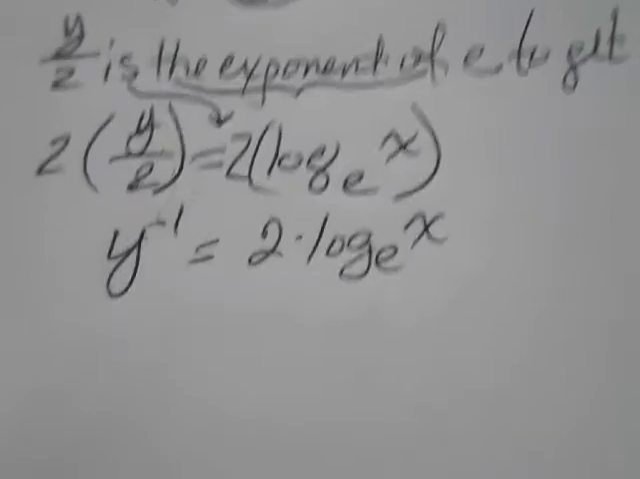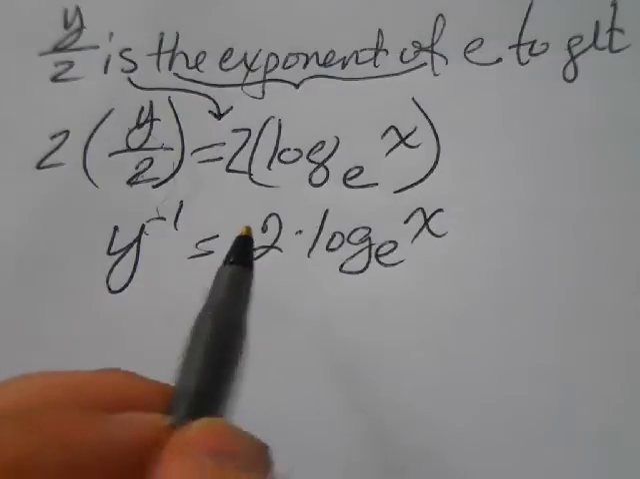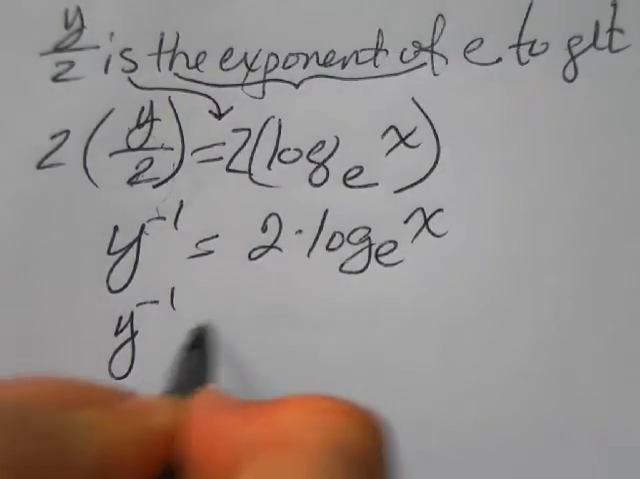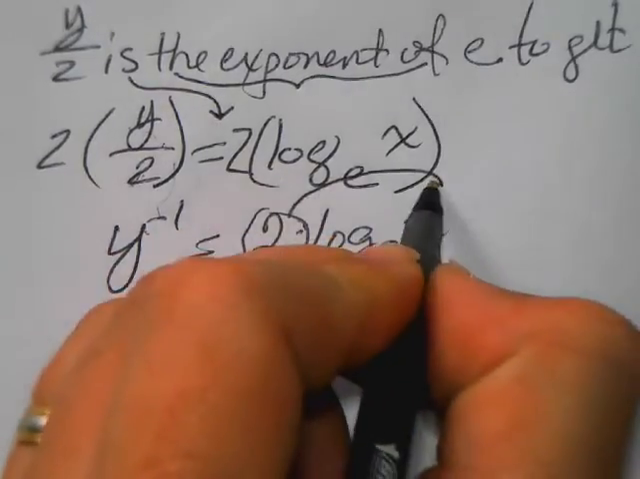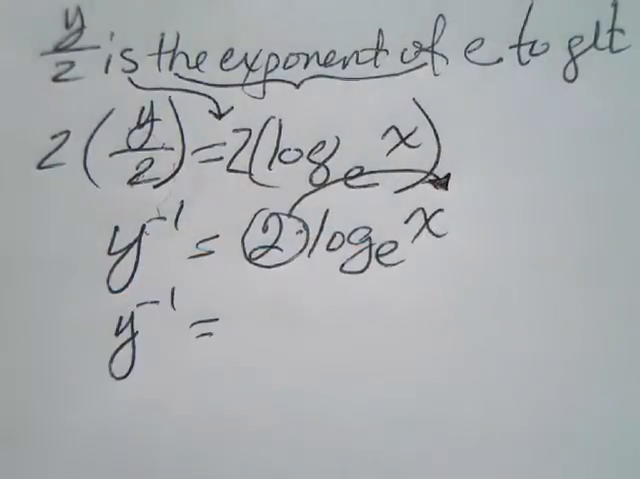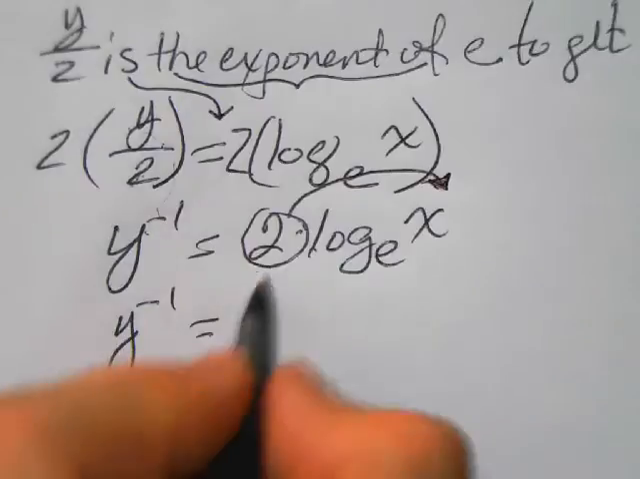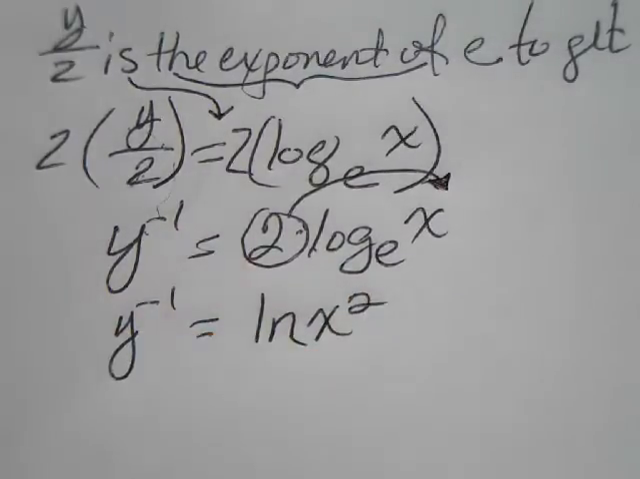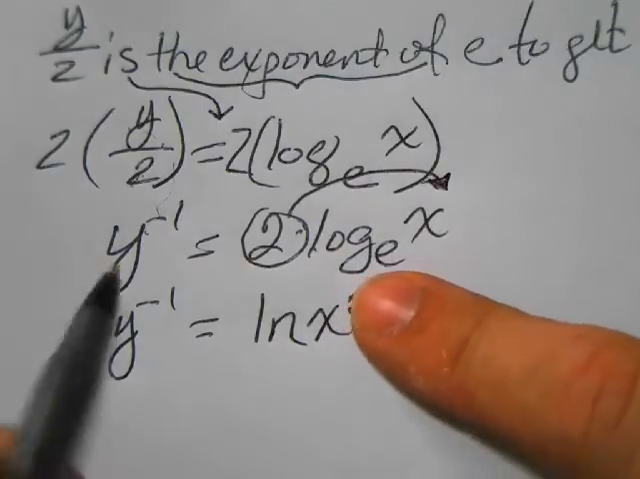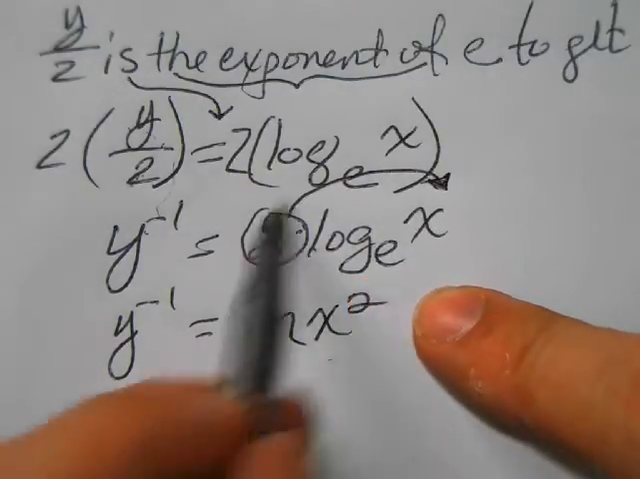And my very last step is to simplify. This inverse y, the 2 coefficient is going to come right up here as an exponent. And log in base e is actually the natural log. Like that. And this will be the natural log of x squared.